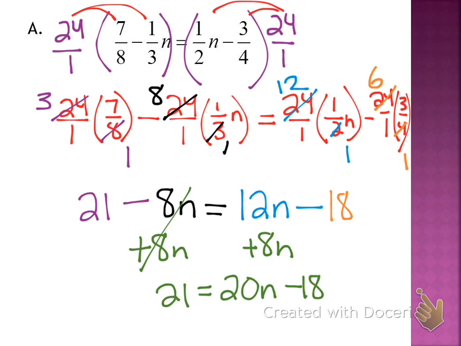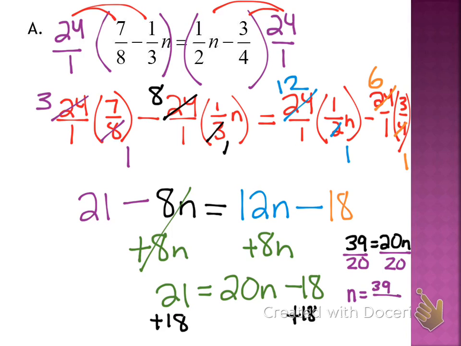Then what? Add 18 to both sides. Then that's what? 39 equals 20n. And then divide. So you get 39 over 20 equals n, or n equals 39 over 20. Do not make it improper, or sorry, back that up. Do not make it a mixed number. Leave it an improper fraction. Don't make it a decimal. It is just fine the way it is.